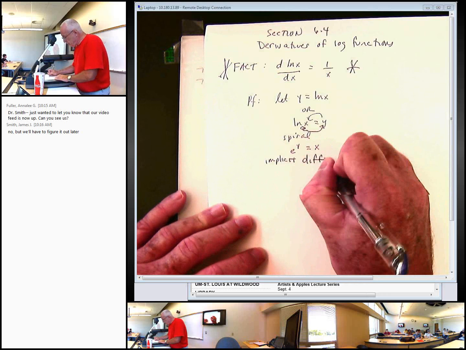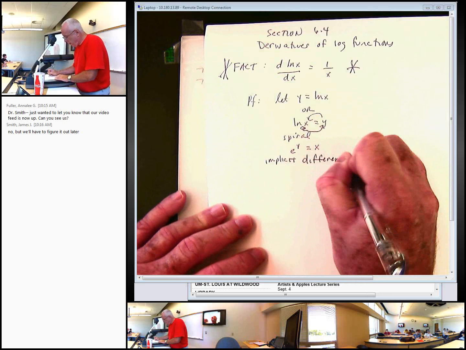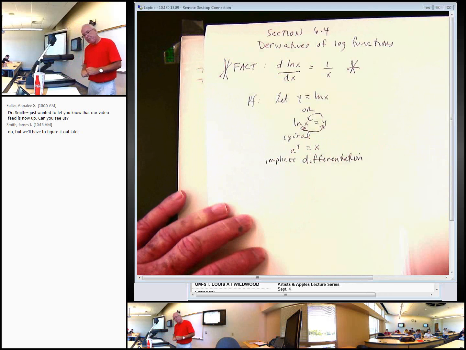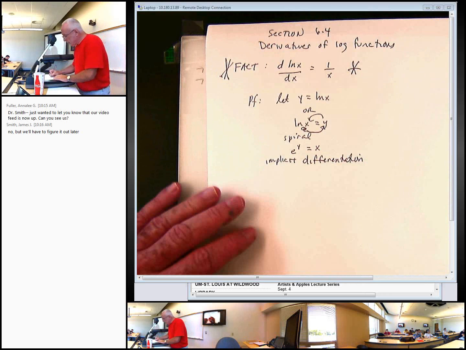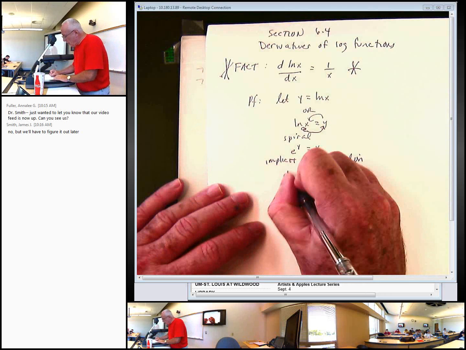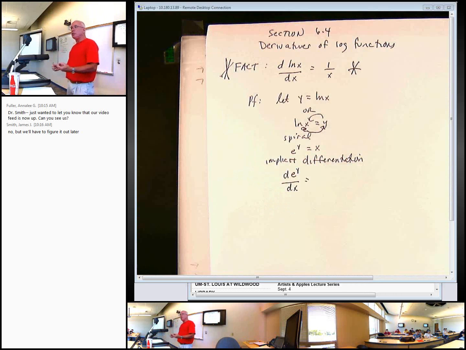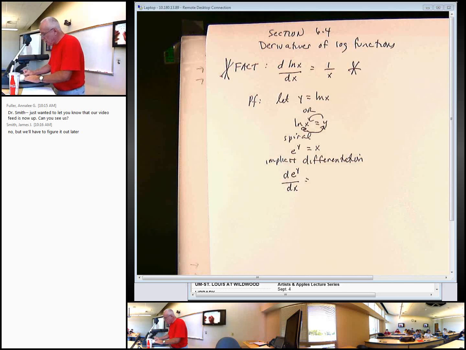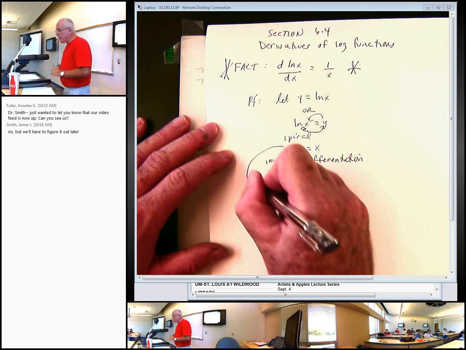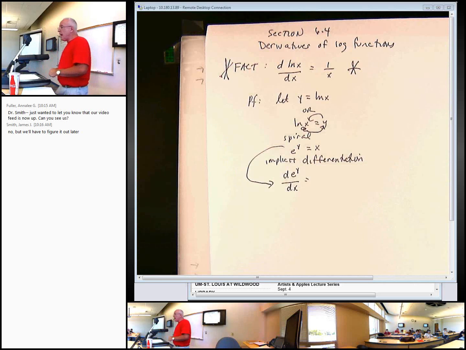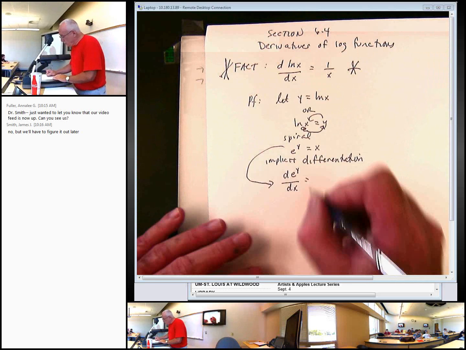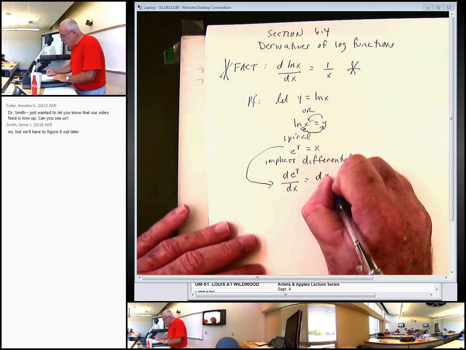Implicit differentiation. All right. So we're going to take the derivative of e to the y equals x. We're going to take the derivative of both sides of that equation with respect to x. So I'm going from e to the y equals x down to the derivative of e to the y equals the derivative of x with respect to x.